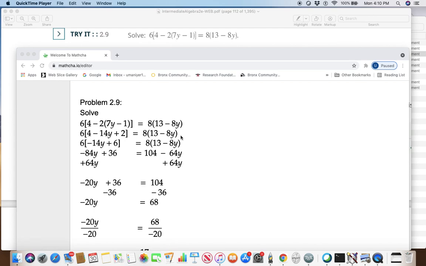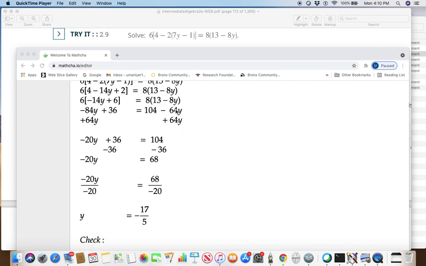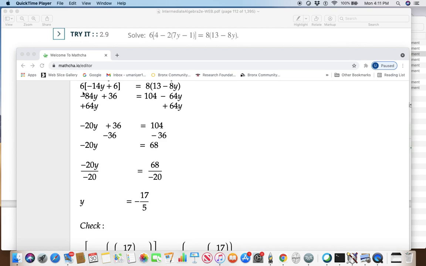Right hand side, I haven't changed at all. Now, 4 and 2, these are constants. There is no variable. So 4 plus 2 is 6. Minus 14y, negative 14y, I have written like this. Right hand side, no change. At this point, I can distribute multiplication by 6.